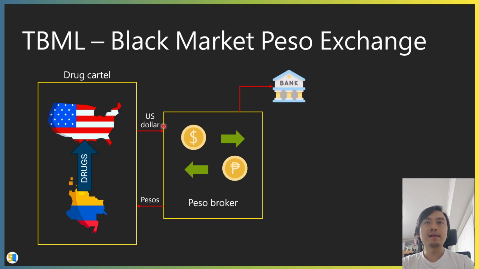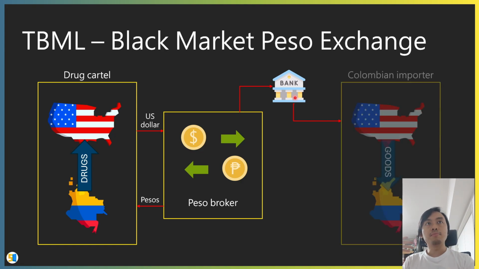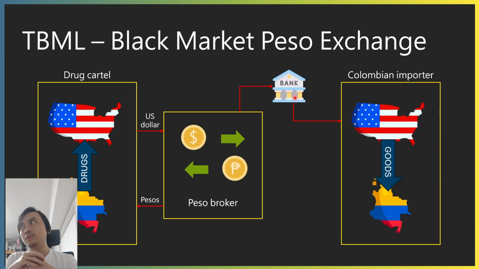So the US dollar that they got will be placed into the legitimate financial system, like a bank, maybe using structured transfers. And then they will try to find a Colombian importer that will conduct business in USD, right? So as a Colombian importer, they will do the transaction in USD, so they are looking for a broker. Of course, this broker will offer much cheaper rates, so this Colombian importer will be interested.